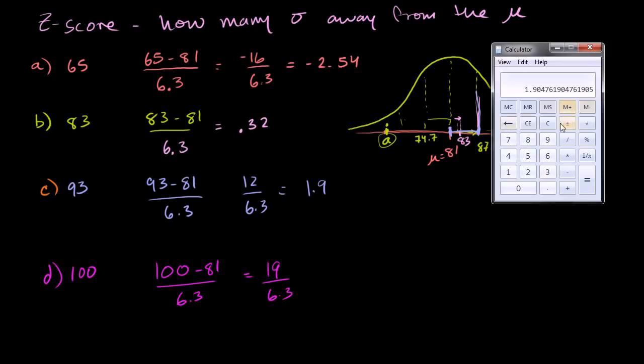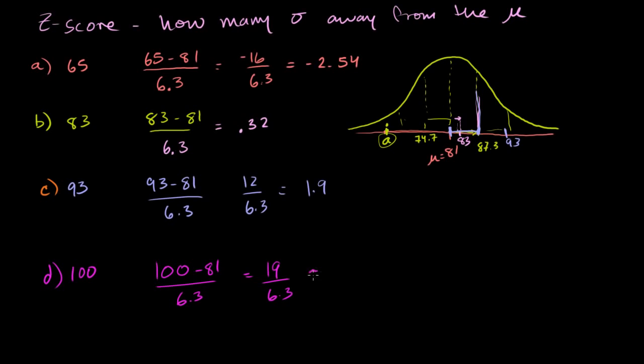And in the next problem, we'll see what does that imply in terms of the probability of that actually occurring. But if we just want to figure out the z-score, 19 divided by 6.3 is equal to 3.01. So it's very close, 3.02 really, if I were to round. So it's very close to 3.02. Its z-score is 3.02, or a grade of 100 is 3.02 standard deviations above the mean.